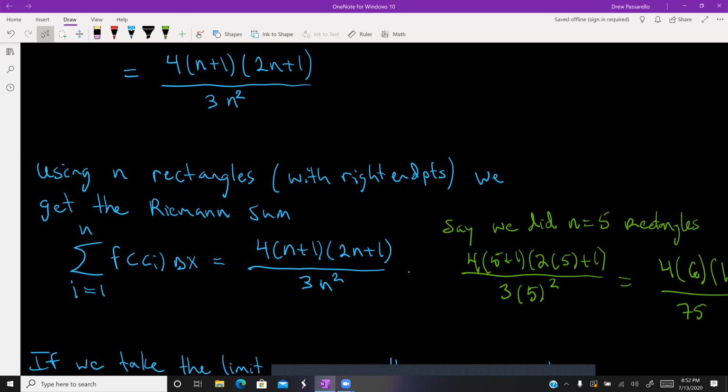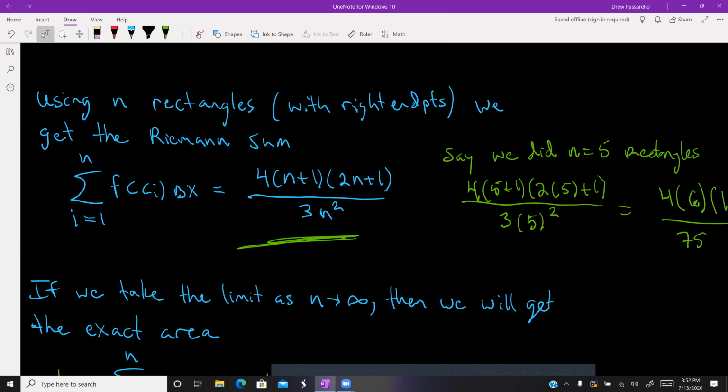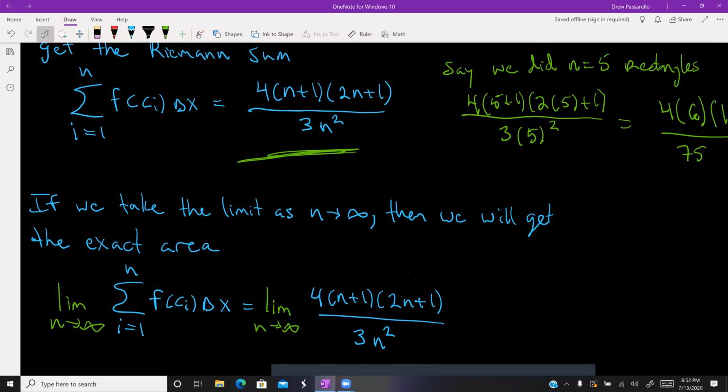Now, again, this is the general formula for any n amount of rectangles. So if we take the limit as n goes to infinity, that means we're going to get the exact area. I said in the previous video, if you sum an infinite amount of rectangles, that's going to give you the exact area. So that's the same thing as taking the limit as n goes to infinity. To take the limit, I just wrote the same stuff over again, but in green, I put the limit as n goes to infinity.